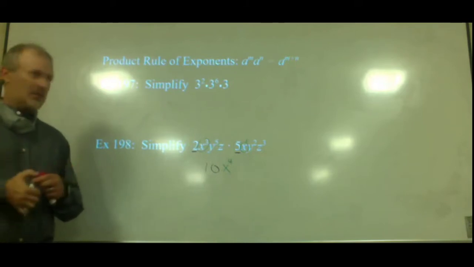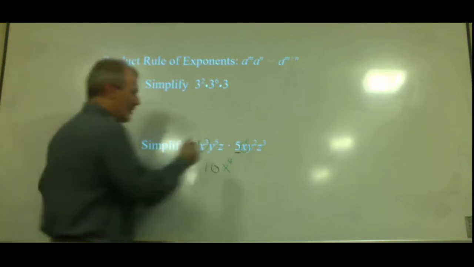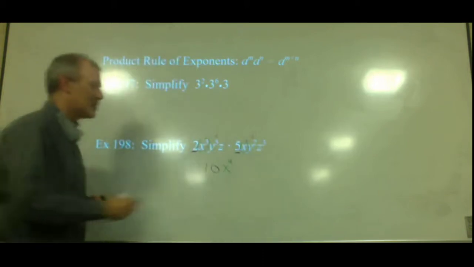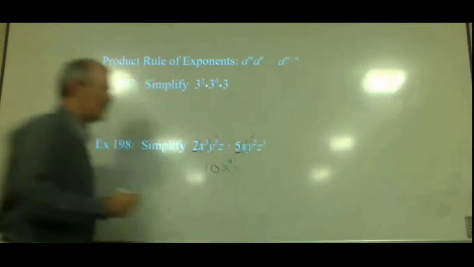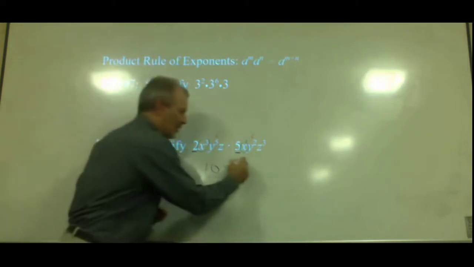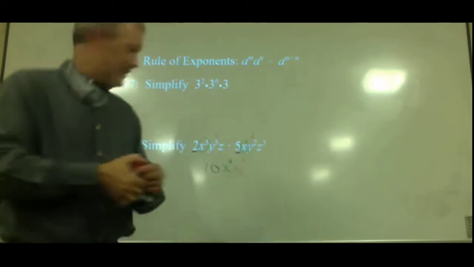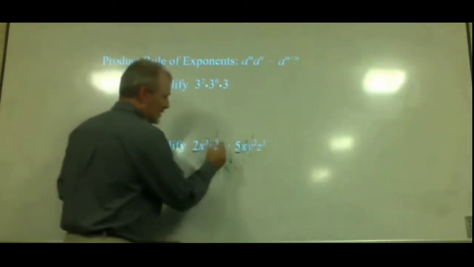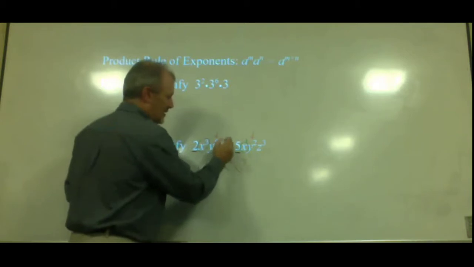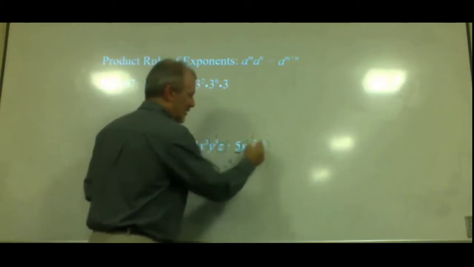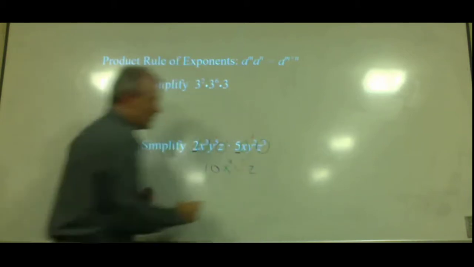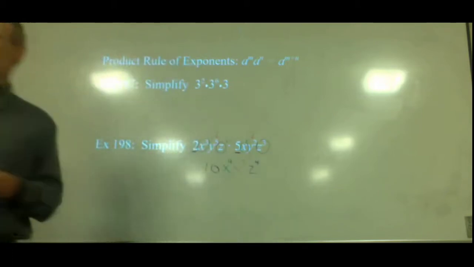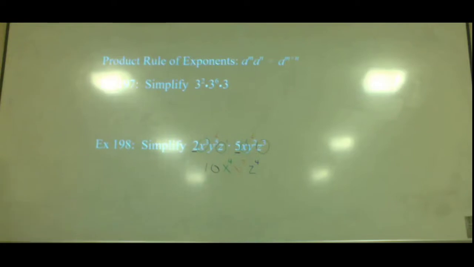Okay. Then if we look at the y's, y to the 5th times y squared will be y to the 7th. And then finally, we've got this z, which means z to the first, and then this z to the third, and that's going to be z to the fourth. And you just do one letter at a time, and then you're done. And that's our answer.